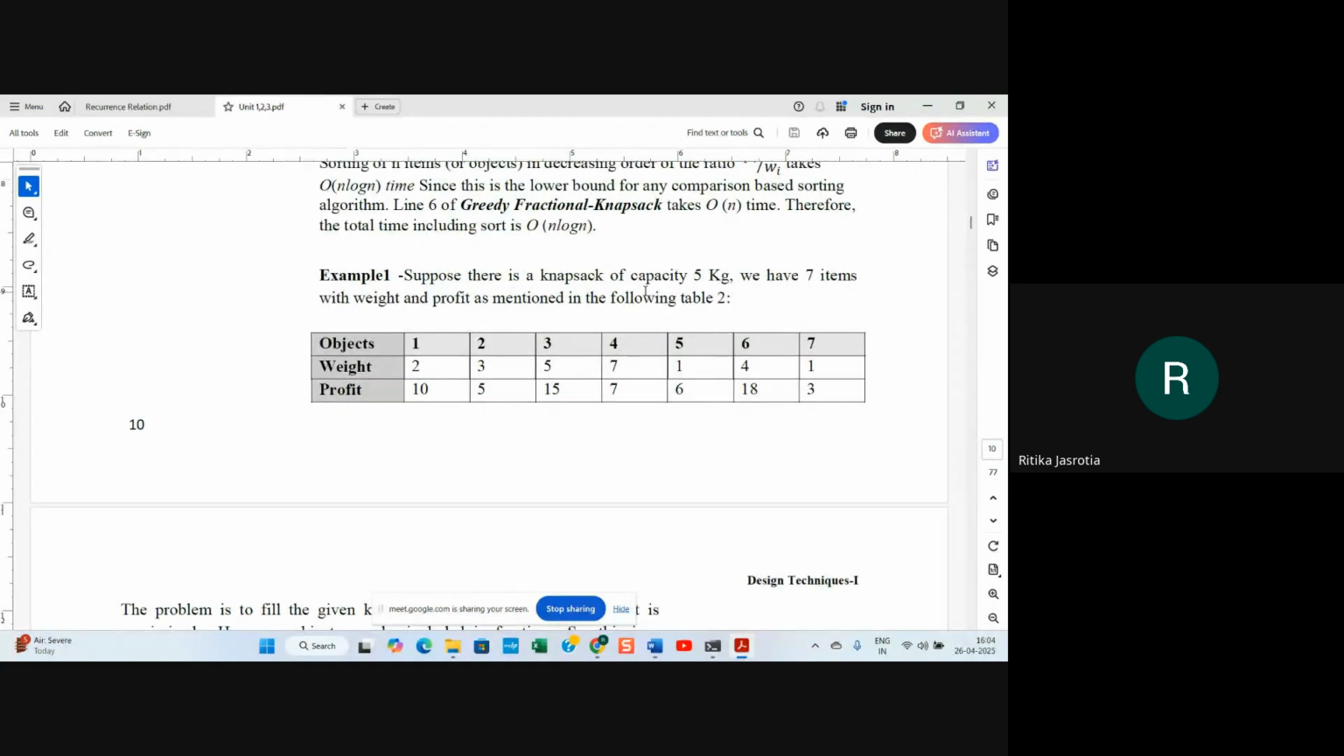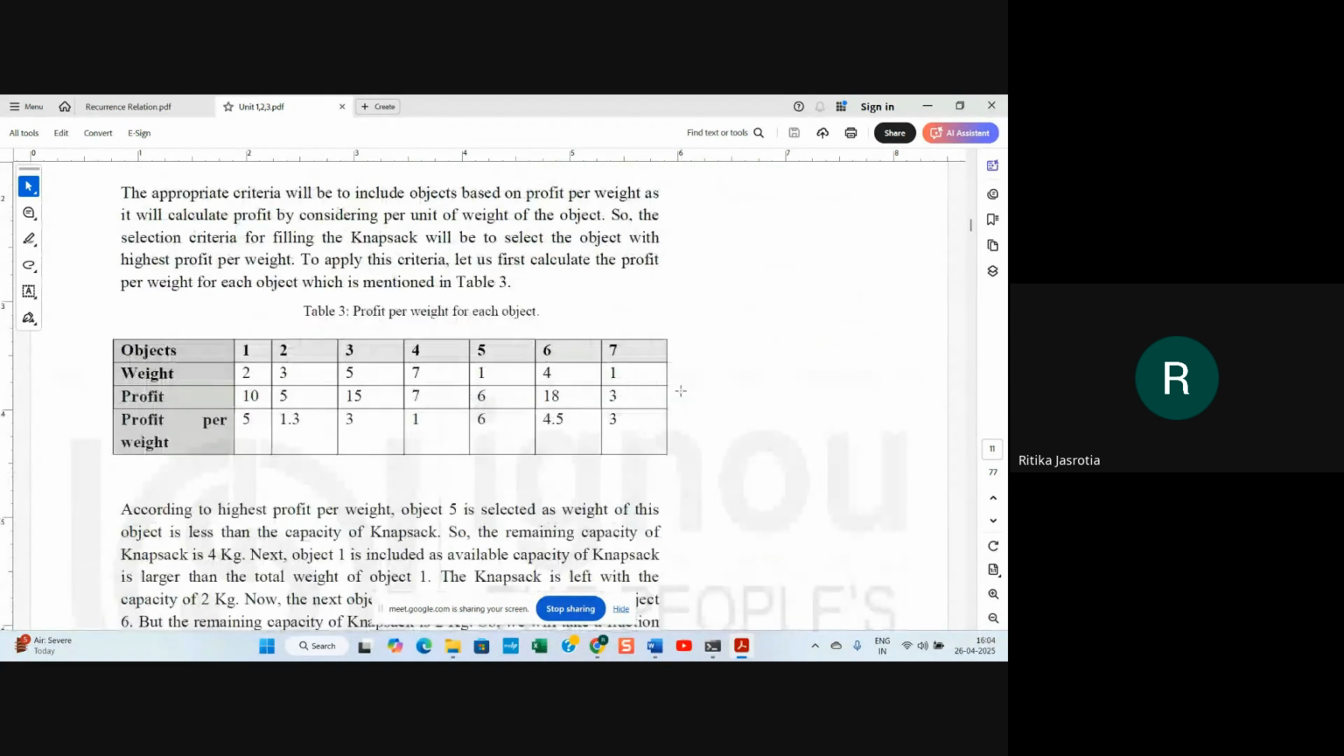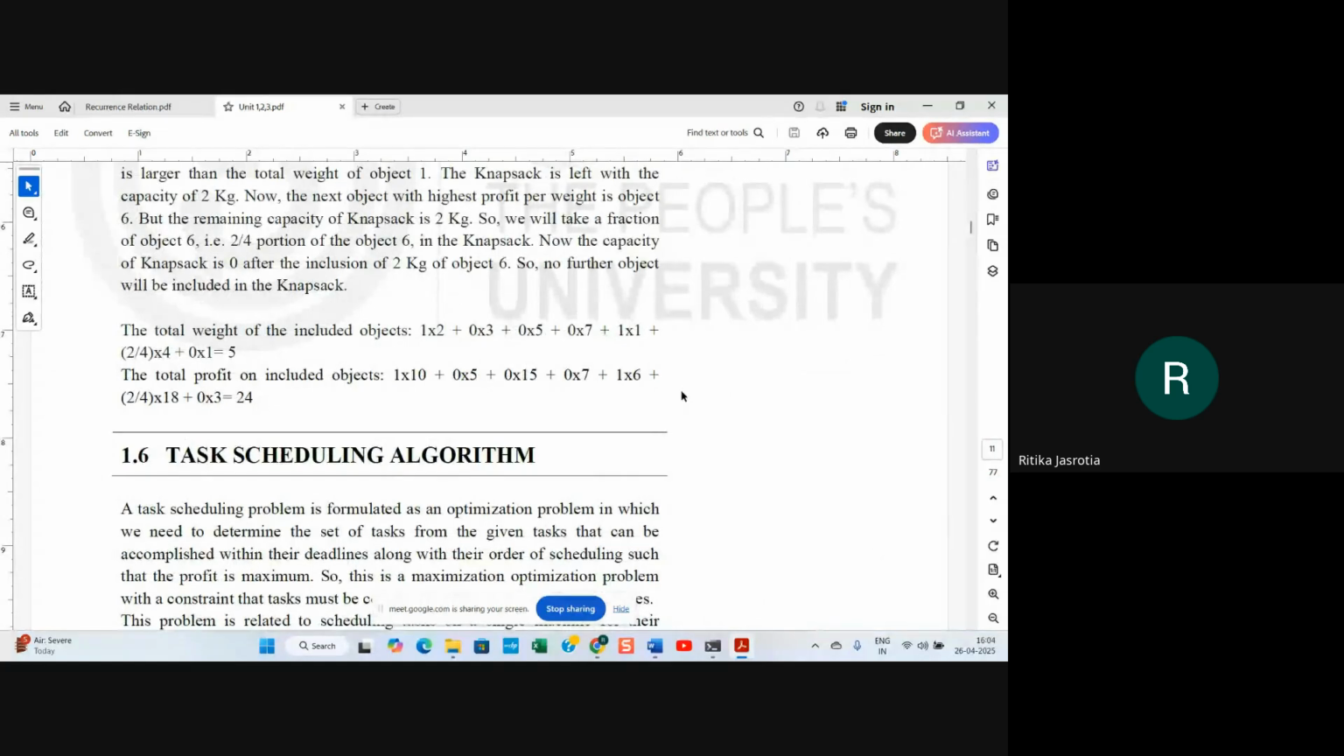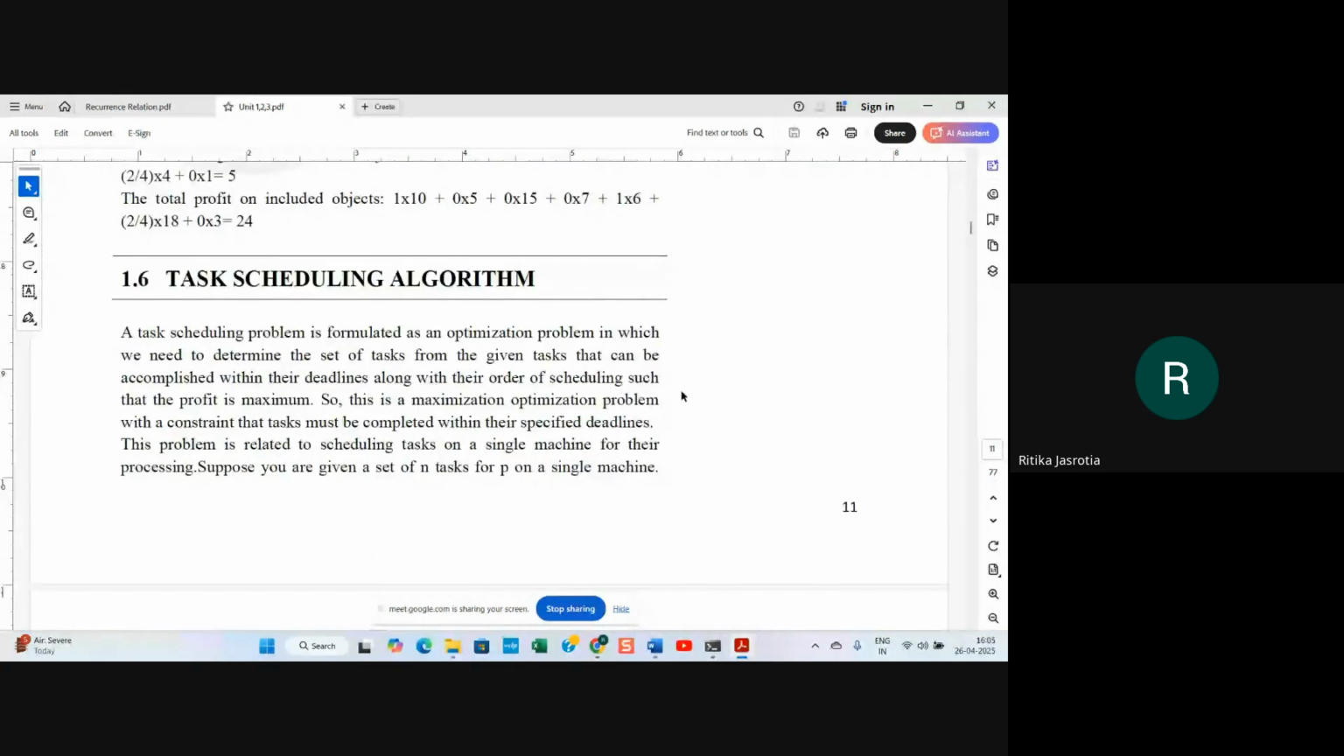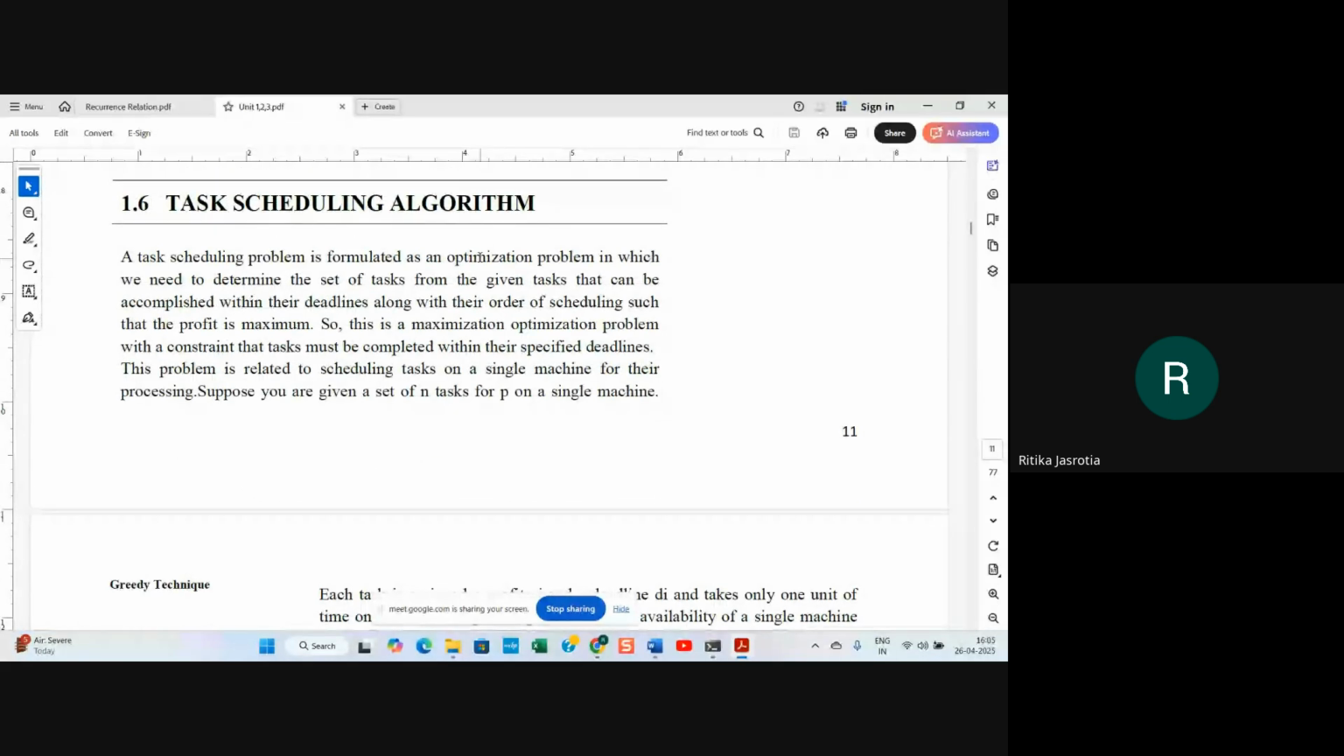Again they have given 7 items and you have to put it in 5 kg. Again they are calculating that, you can work that out also. Next problem is your task scheduling problem. So the next greedy algorithm problem is task scheduling.